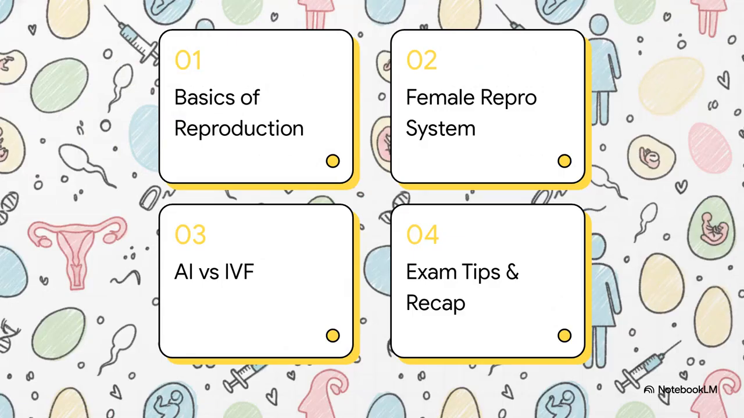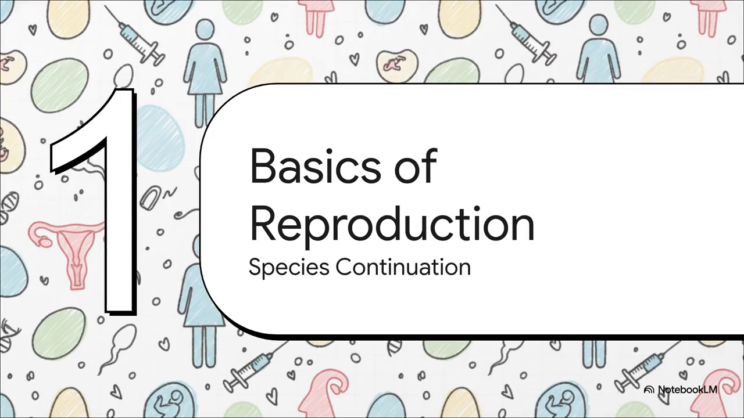Here's our game plan for today. We'll start with the infertility challenge, cover the basics of human reproduction, map out the female reproductive system, compare clinical treatments like AI versus IVF, and finally wrap up with some exam tips. All right, kicking things off with Section 1, the basics of human reproduction.